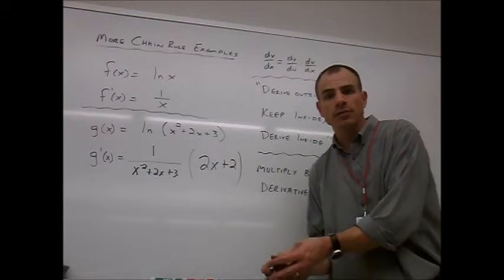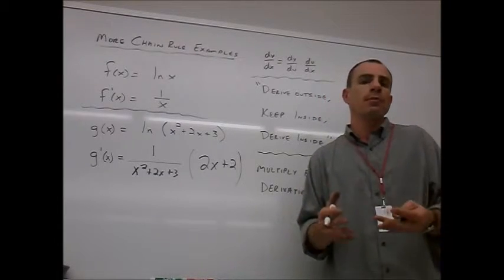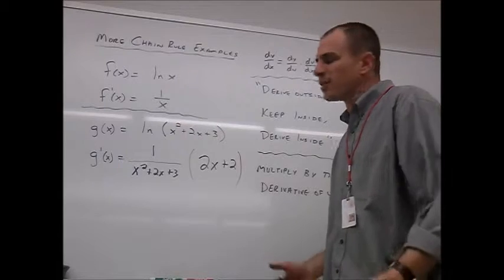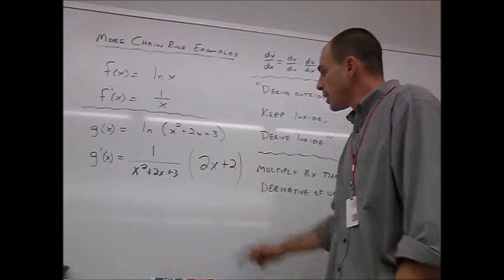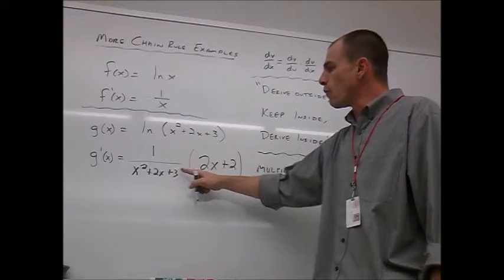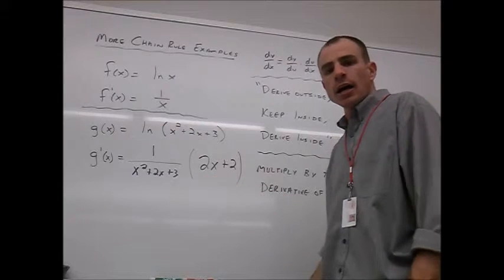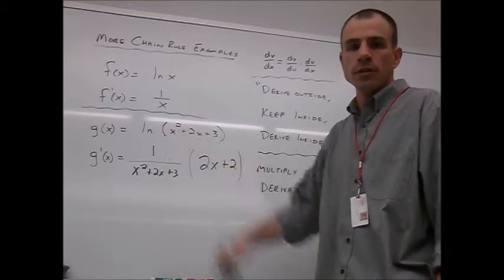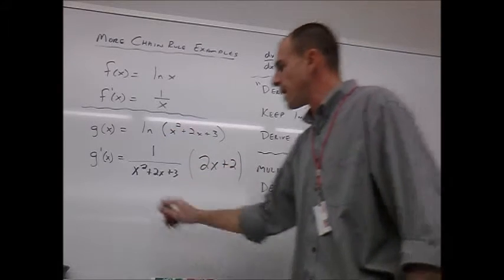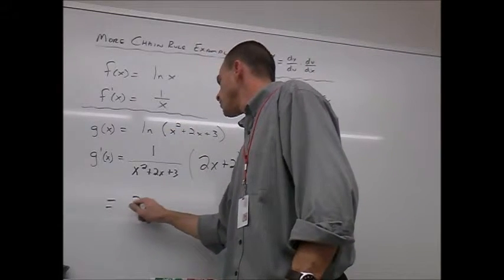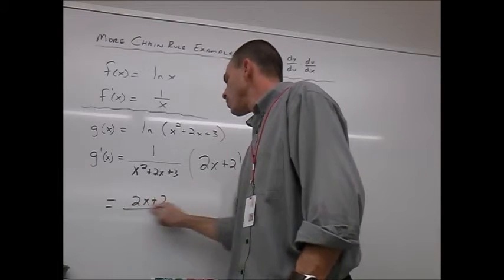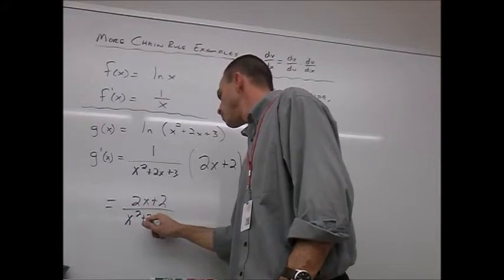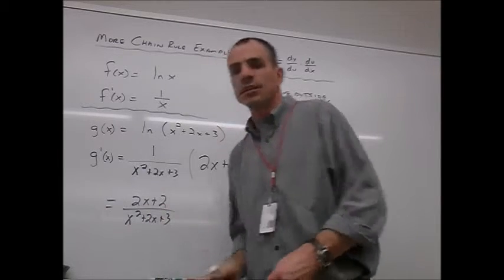Now you can leave your answer like this, but again, just keep in mind that on the exam they like to neaten things up a little bit. If you're multiplying 1 over something by a base level object, they're going to toss it up in the numerator. So while this answer is fine, just keep in mind that the answer you would see on the exam would have 2x plus 2 in the numerator and x squared plus 2x plus 3 in the denominator.